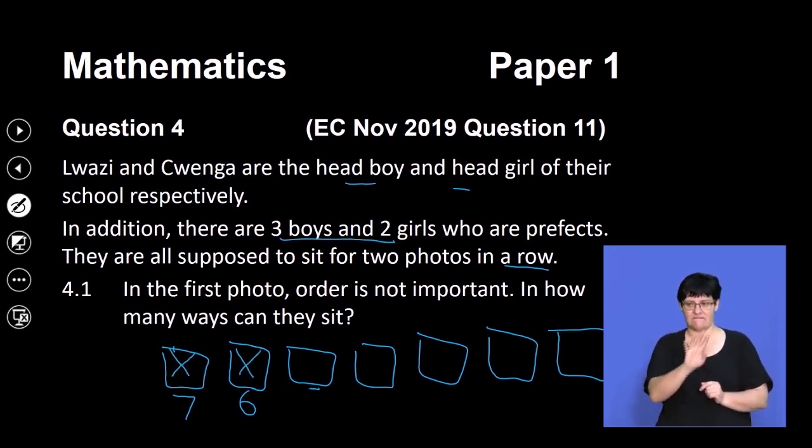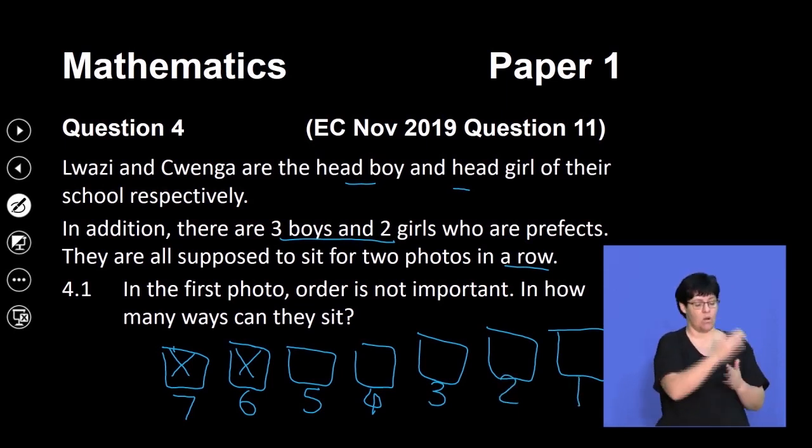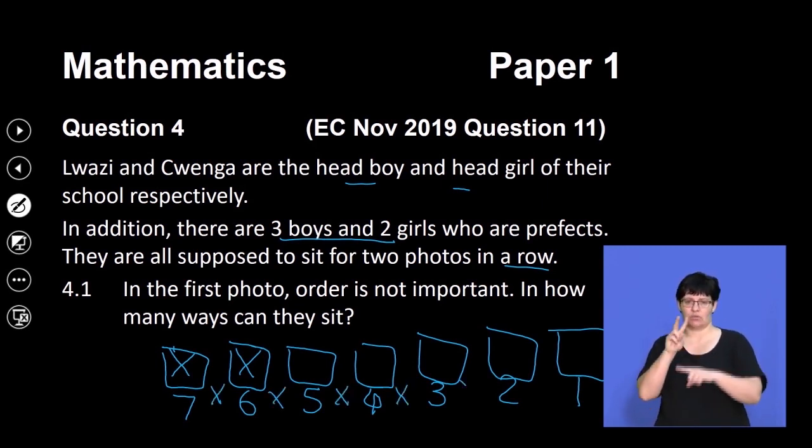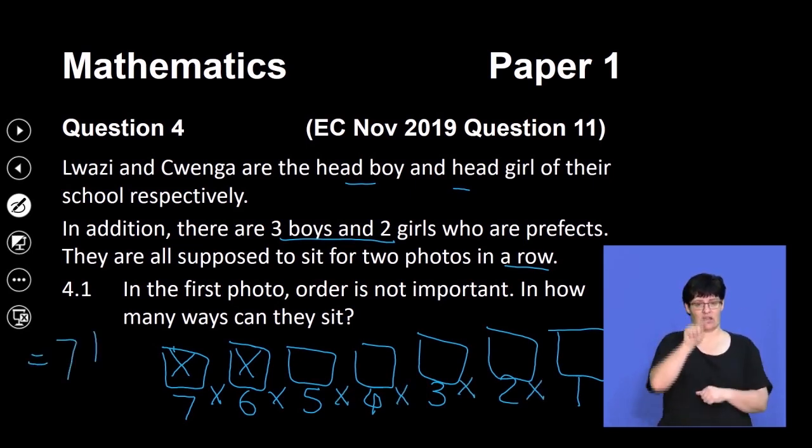Okay, and so each seat will have a smaller number of ways to be filled. Once they've already got a student on them, we go lower and lower and lower until we get to the last seat, and there's only one person left, so there's only one way in which that seat can be filled. So we're going to multiply all of those together, and hopefully you know that that gives you 7 factorial. So 7 times 6 times 5 times 4 times 3 times 2 times 1 is equal to 7 factorial.